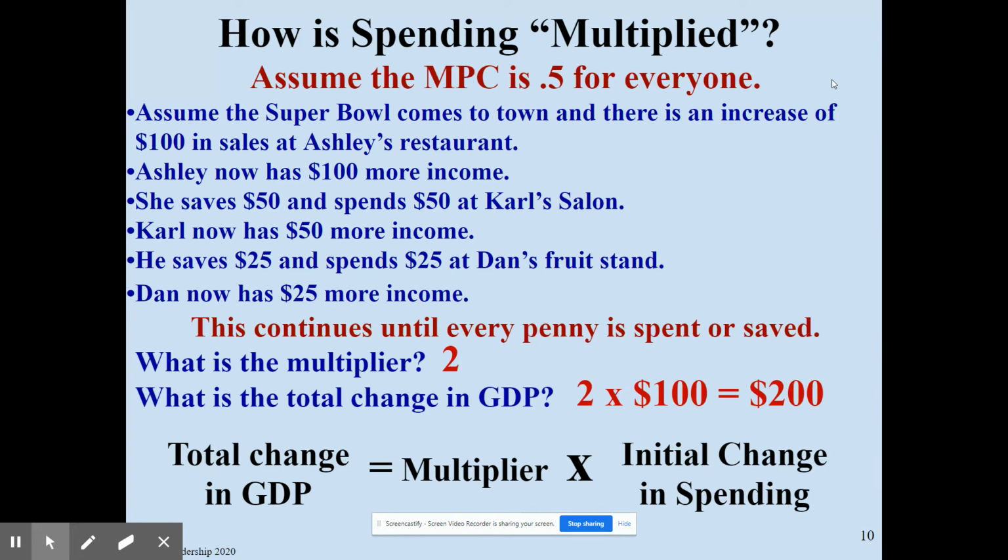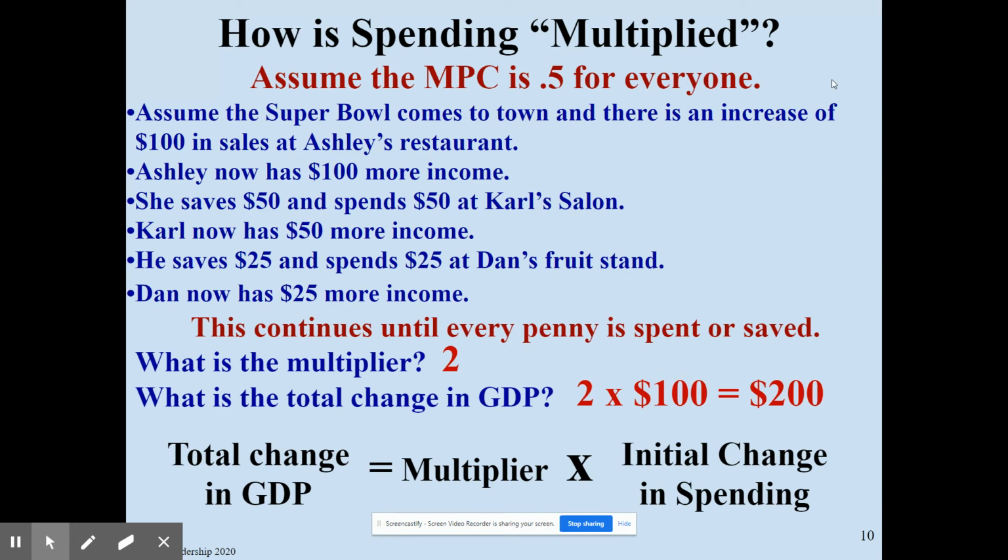Here we have an example of the spending multiplier. Assume the MPC is 0.5 for everyone, and the Super Bowl comes to town. There's an increase of $100 in sales at Ashley's restaurant. She now has $100 more income. She's going to save half of it and spend half of it. She goes now to Carl's Saloon. Carl now has $50. Again, he's going to save half of it and spend half of it. He'll bring it down to Dan's fruit stand. And now Dan has $25 more income.